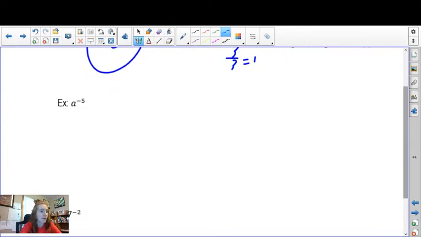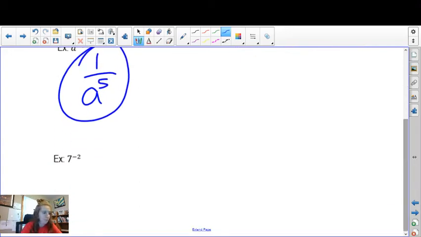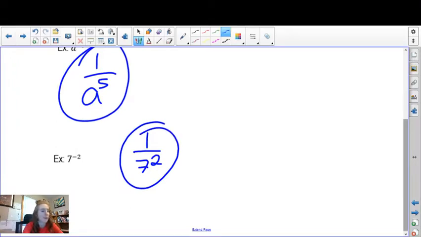All right, let's talk about a to the negative fifth. We're going to again turn it into a fraction, drop the base, turn the exponent positive, and put a 1 over it. Taking a look at the next one, which you can't see, right? I again turn it into a fraction, drop the base and make the exponent positive, and put a 1 on top.